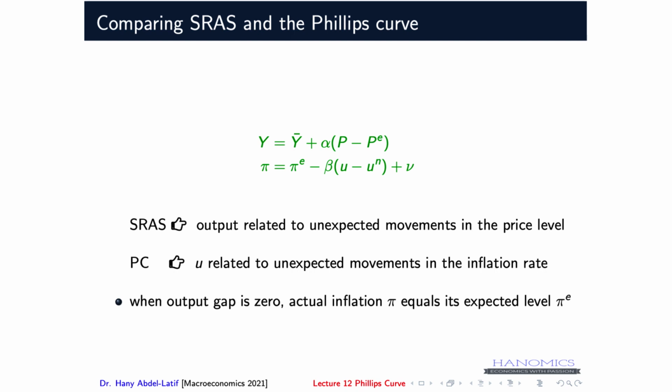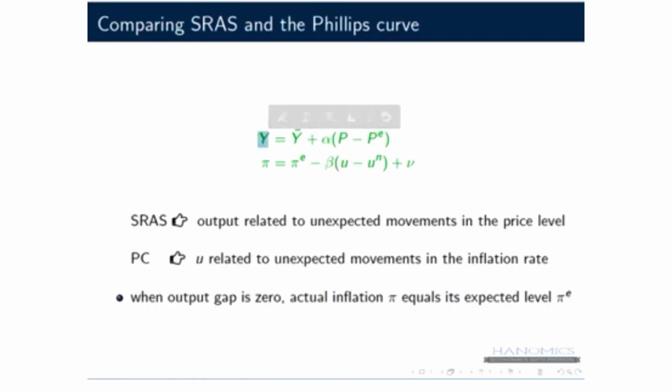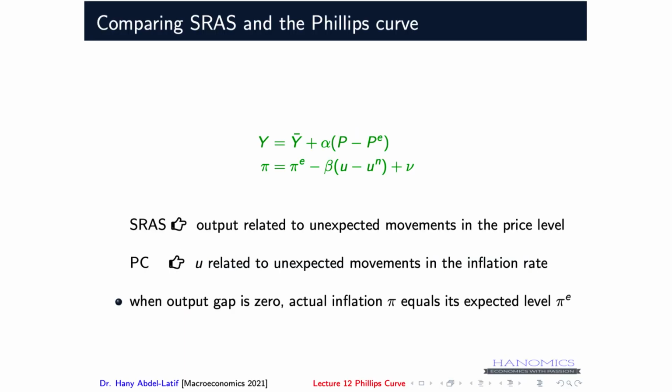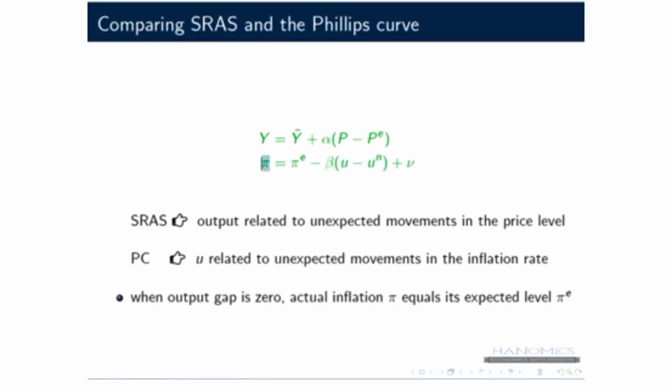The short-run aggregate supply tells us that output is related to unexpected movement in the price level. You see that's the actual output level, and that depends on that gap, which is how different the actual price level P is from the expected price level PE. When you compare this to the Phillips curve, it tells us that unemployment is related to unexpected movement in the inflation rate. So we've got this unemployment gap, and this is the inflation rate.